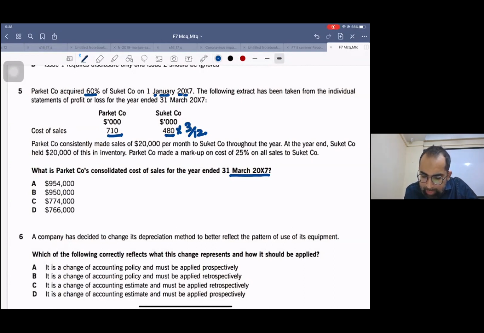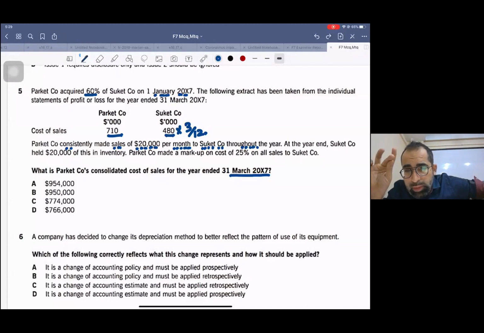Parkett company consistently made sales of 20,000 per month to S company throughout the year. Now, P to S sale is 20,000 per month. Listen, all previous sales are irrelevant. Just after takeover, sales are relevant. After takeover means January, Feb, March. Per month sale is 20.